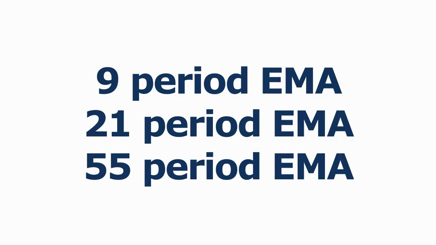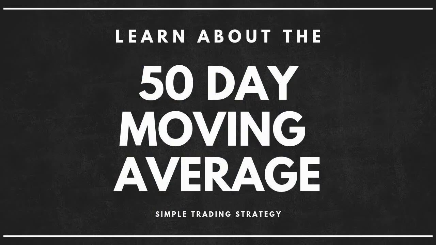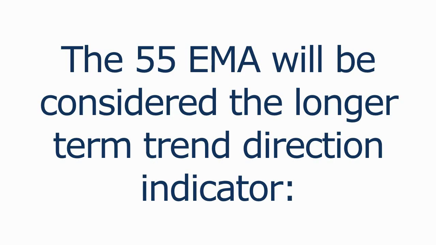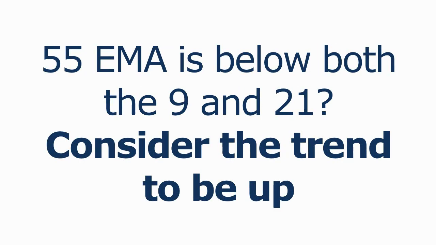So as I mentioned, the 3 EMAs will have different lengths, and they're going to be the 9 period EMA, the 21 period EMA, and the 55 period EMA. And some traders will use the 50 EMA as well, but it doesn't really matter what you use. The 55 EMA will be considered a longer term trend direction indicator. When the 55 EMA is below both the 9 and the 21, we are going to consider the trend to be up in the long term.